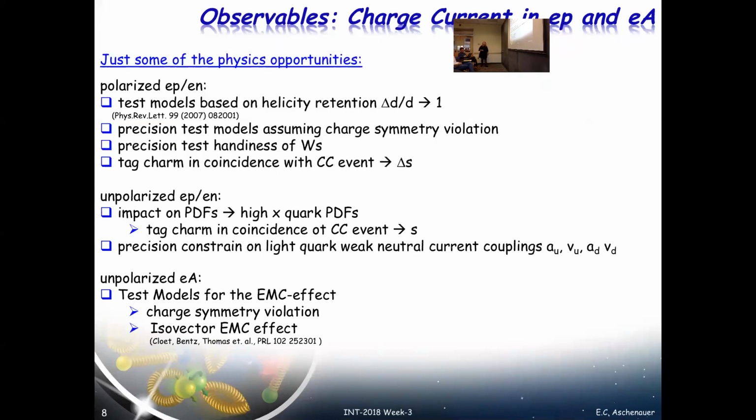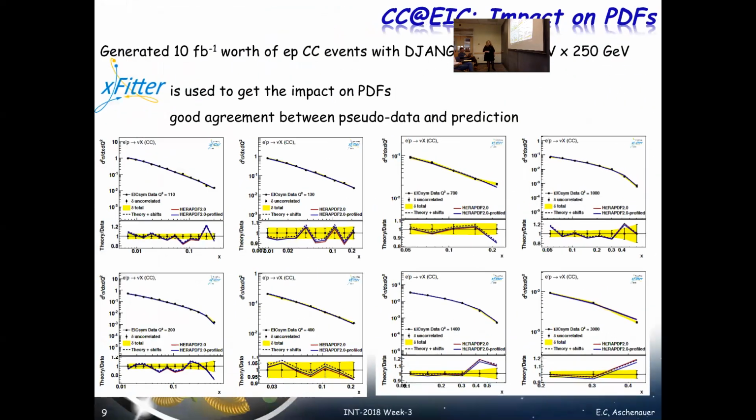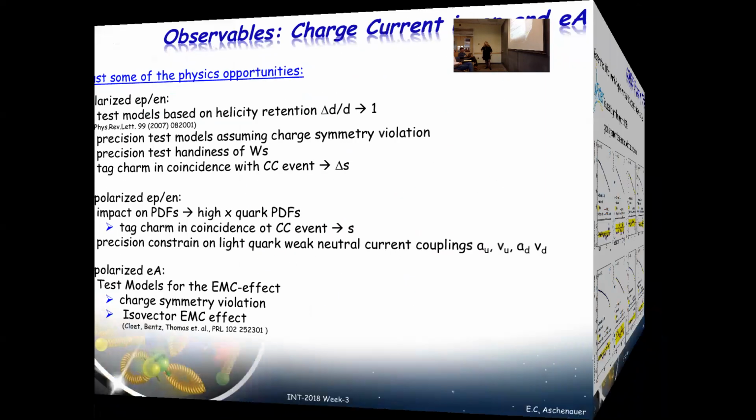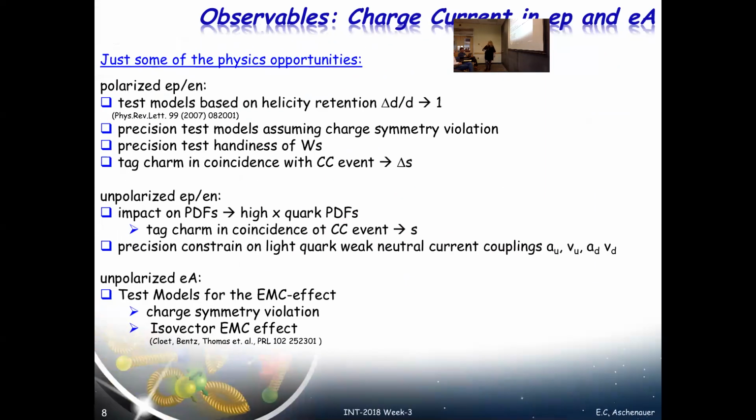And of course, you could also do charged current in eA, but that is not the topic here, where you can also do some really interesting physics. So we can test charge symmetry at 10 to the minus 2 or 6. That depends a lot on whom you ask. If I talk with people like Ian and some other people, then especially in the eA case, they think that could be one of the explanations for the EMC effect.